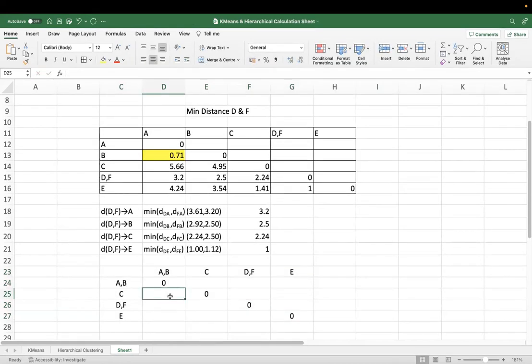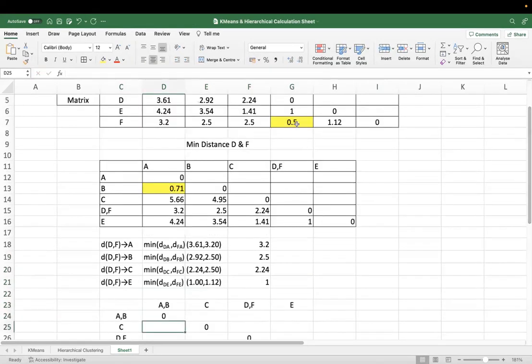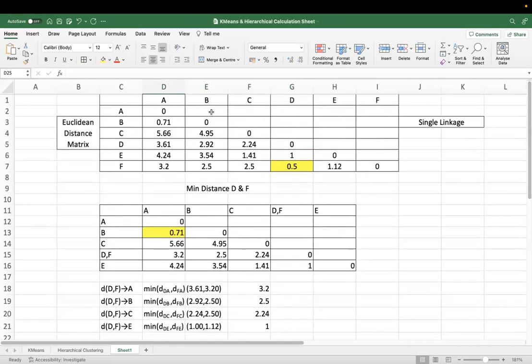Now we have to calculate. The minimum in the matrix. What is the lowest in the whole matrix? Because this is the point of D and F. The intersection of D and F is 0.50. This is the intersection point. Whatever is the lowest value in the whole matrix, here it is only 0.5 that is the lowest.